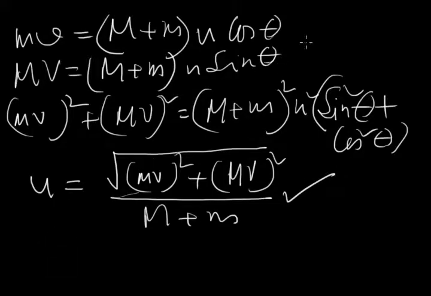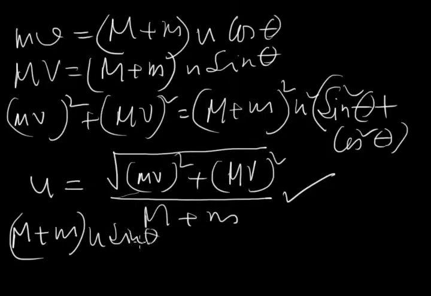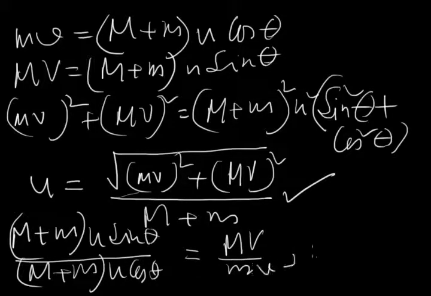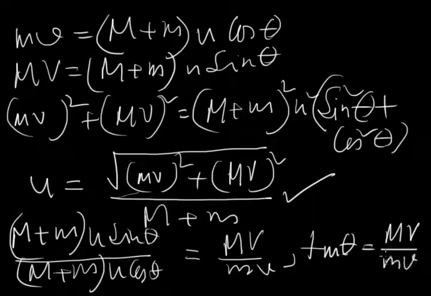And as you can see from these two equations, if I divide them to get the value of theta, what I can write is (M plus m) u sin theta divided by (M plus m) u cos theta. So that gives us MV by mv. And I hope, students, you understand that sin theta by cos theta means tan theta. So it is tan theta equals MV by mv. So these are the two values we need to calculate for 2D conservation of momentum.